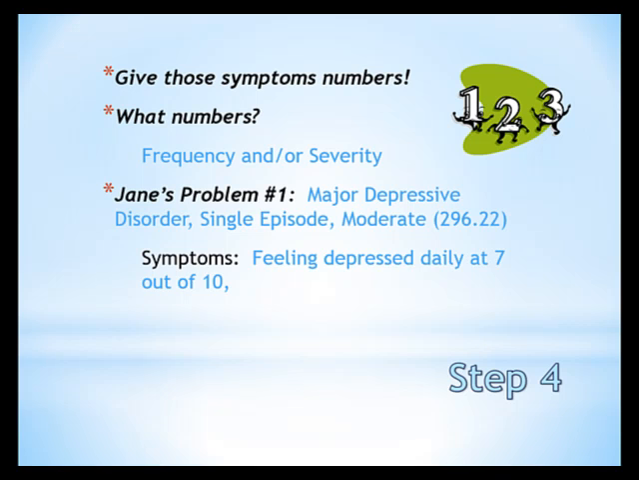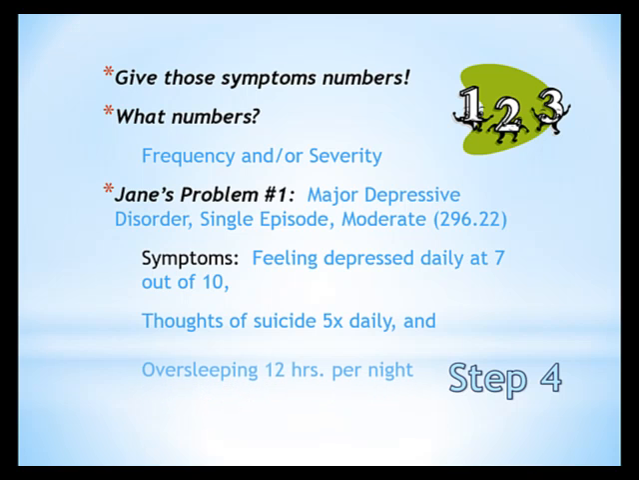Incidentally, 0 to 10 scales are also good ways of measuring anxiety, anger, and cravings. Just make 0 equal no symptom and 10 equal the worst imaginable. Thoughts of suicide 5 times daily, oversleeping 12 hours nightly.